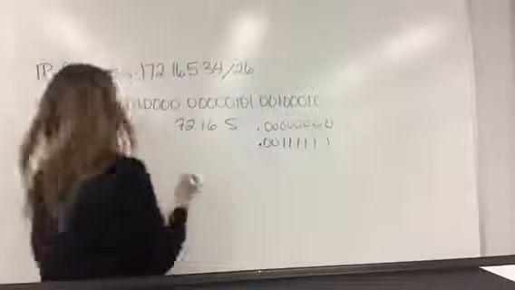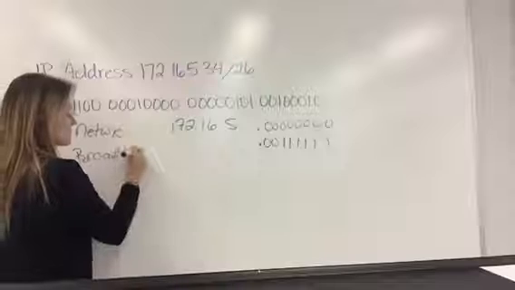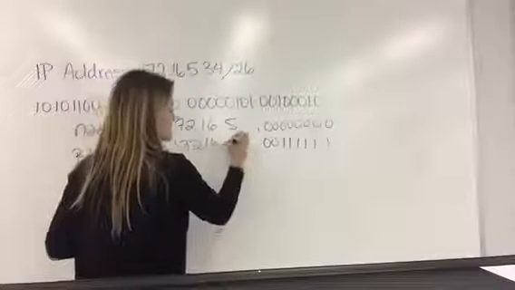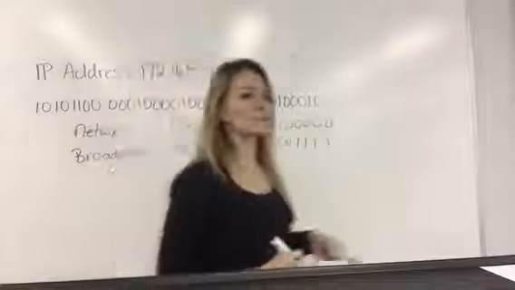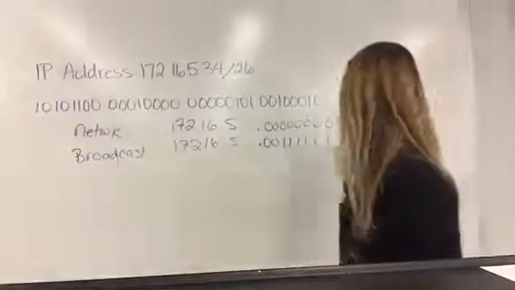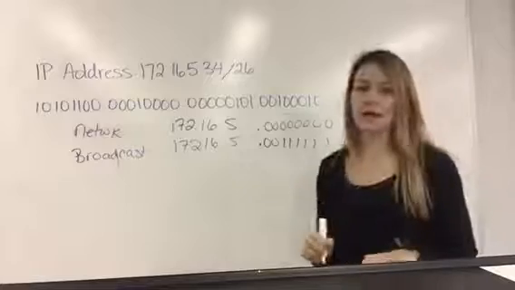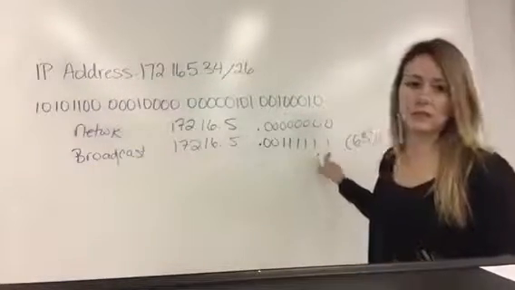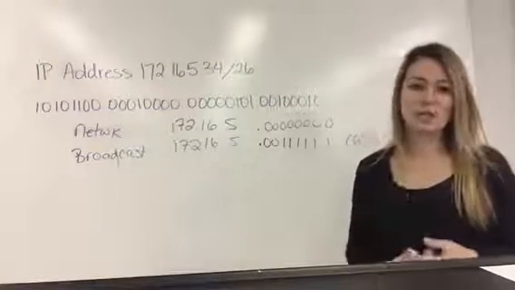So our broadcast address is going to be 172.16.5, and then 00 with a bunch of ones is 63. So again, our broadcast is 172.16.5.63. So that's our network portion and our broadcast portion.